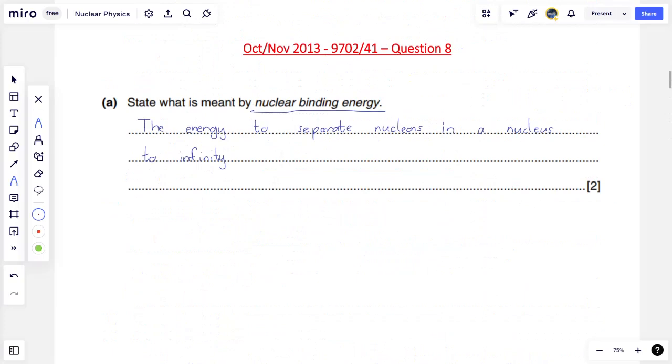State what is meant by nuclear binding energy. And so the first thing we needed to do was to say that this is the energy required to separate nucleons. Great, but this is 2 marks, and so there must be something else. It couldn't just be that straightforward. Infinity is important, to remove the nucleons or take the nucleons out of the nucleus, to break apart a nucleus. So that way our 2 marks would come from.